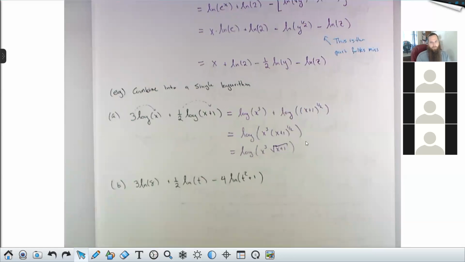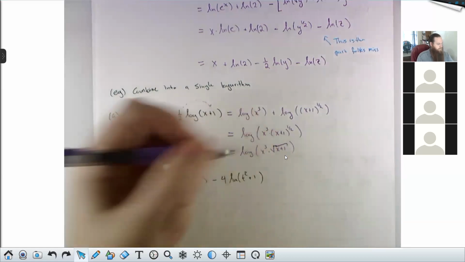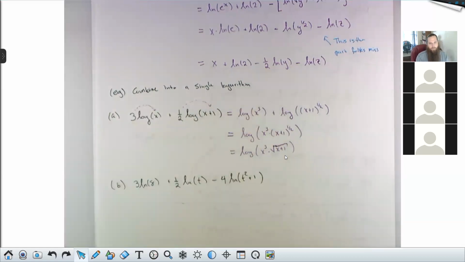Questions on any of these steps? Would you require us to do the square root of the 1/2 or? No, this would be fine. Either one is perfectly acceptable. Any other questions on this first combination problem?